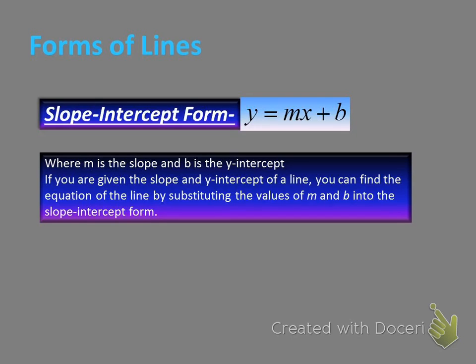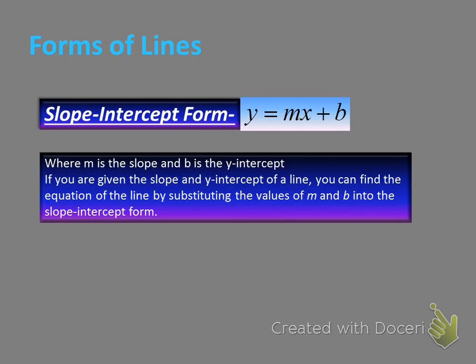Now, if you are given the slope and the y-intercept, this is what this box says: if you're given the slope and the y-intercept of a line, you can find the equation of the line by substituting the values of m and b into the slope-intercept form. Basically, what that all says is this.